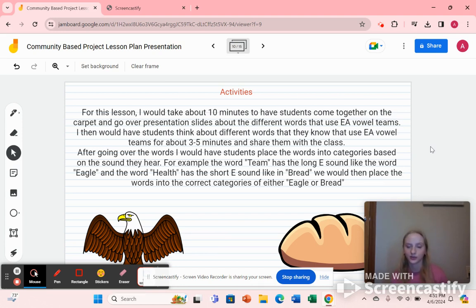So for example, the word team has the EA vowel team, and it has the long E sound, just like in the word eagle. So we would place the word team in the eagle category since they both make the same long E sound. And same for the word health. So the word health has the EA vowel team, but it makes a short E sound, like in the word bread. So we would place the word health in the bread category because they both make the same short E sound.